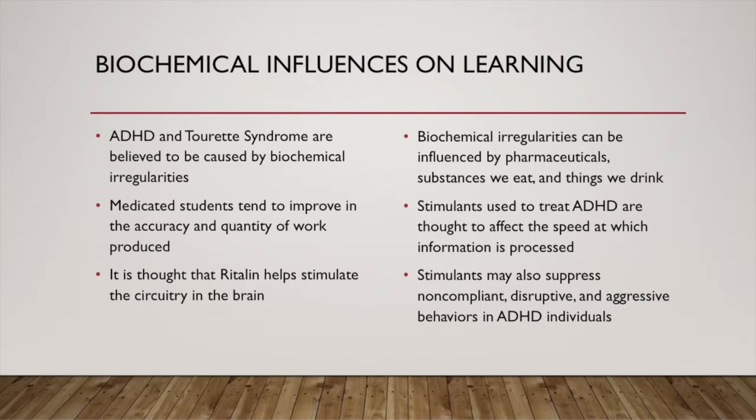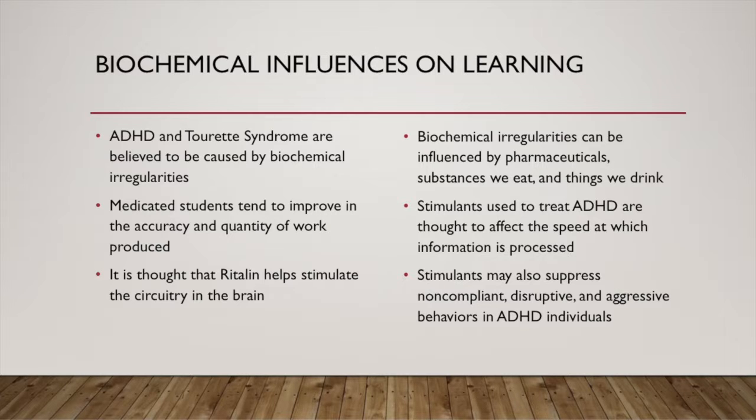Biochemical influences on learning. ADHD and Tourette syndrome are believed to be caused by biochemical irregularities. Medicated students tend to improve in the accuracy and quantity of work produced. It's thought that Ritalin helps stimulate the circuitry in the brain. Biochemical irregularities can be influenced by pharmaceuticals, substances we eat, and things we drink.